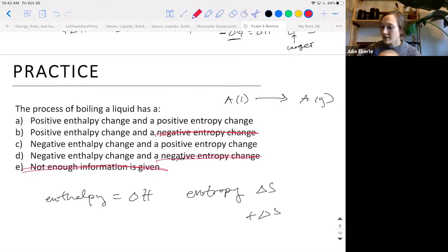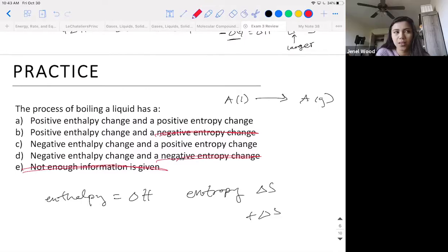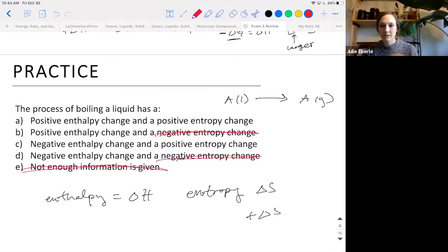Jenna says it's positive. We just need to ask ourselves, are we absorbing heat overall or are we giving heat off overall? Is this an exothermic or an endothermic reaction? If you're boiling something, what are you doing to that substance? Adding heat. You're adding heat to it. And as a liquid, think about the level of intermolecular forces here.